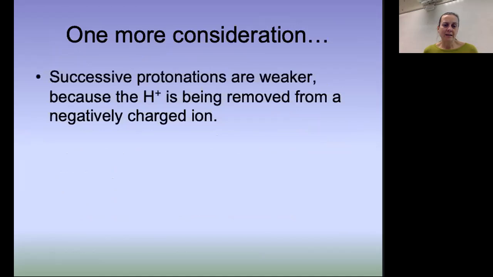And then our last consideration is when we have polyprotic acids. So we have polyprotic acids, successive protonations, so the Ka2 and the Ka3, those are always going to be weaker because we're removing the hydrogen ion from a negatively charged ion. So I'm trying to pull something positive away from something negative. And the more negative that ion becomes, the more strongly attracted that hydrogen is going to be, and the harder that is going to be to break.